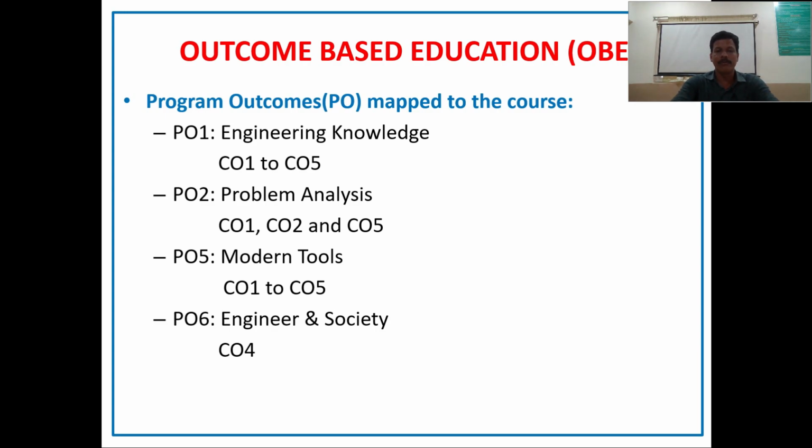Next PO is PO5, which is usage of modern tools. For easy understanding of the students, some of the topics we are going to show in simulation software like MATLAB. So CO1 to CO5 all can be considered under MATLAB software. Finally, PO6, Engineer and Society. We mapped CO4 to this PO because in most of today's digital technology, sampling is one of the important steps that every engineer has to learn, and there are several societal applications related to this CO.